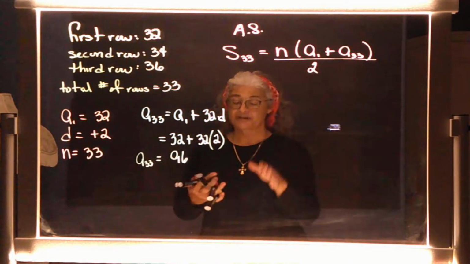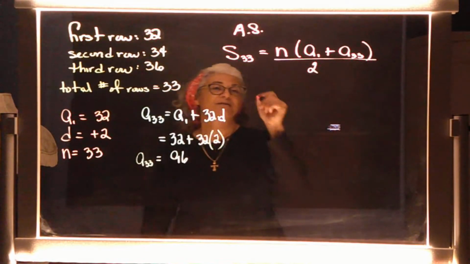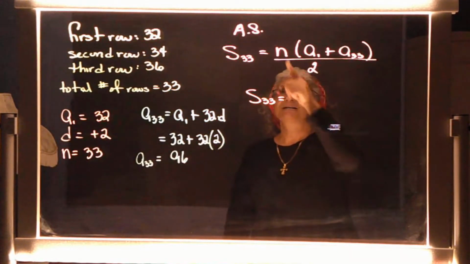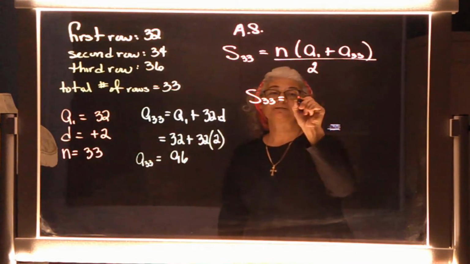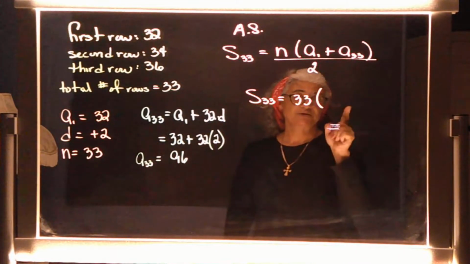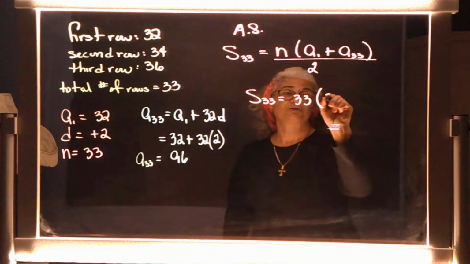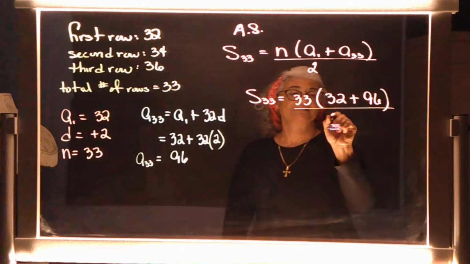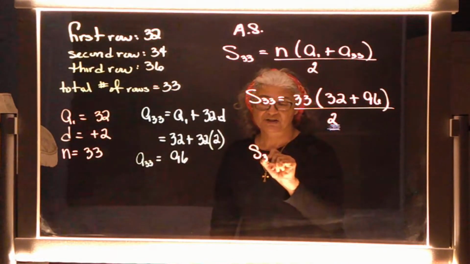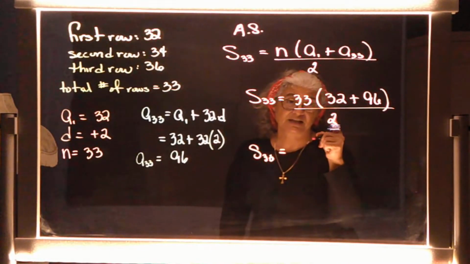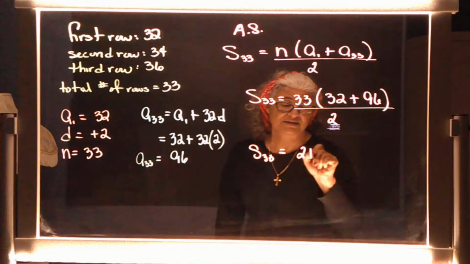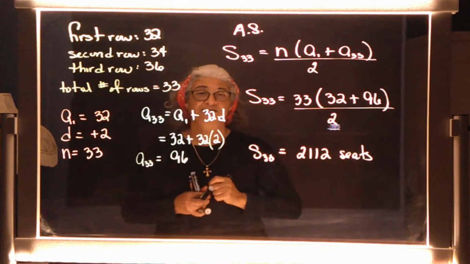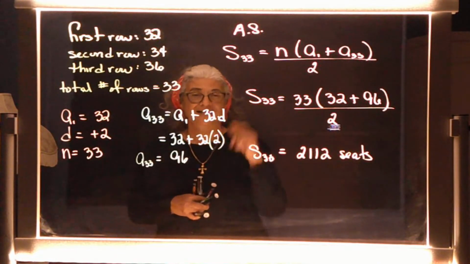Okay, so now am I able to find the sum? I certainly am. So the sum of those 33 rows is equal to n, which is 33, times the quantity, 32 plus 96, and the whole thing divided by 2. So I know your calculators are out. What'd you get? Good, I think we got the same answer. 2,112 seats. Yes? Okay, hang in there.